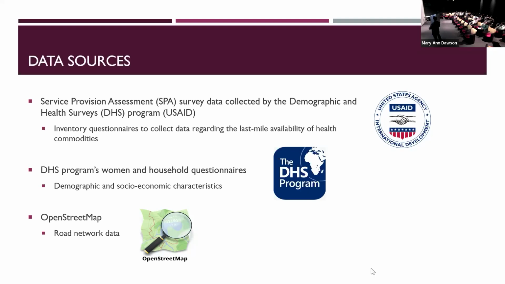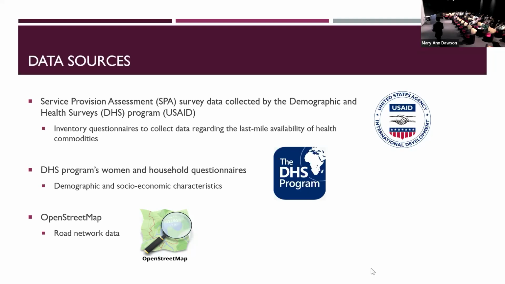The second piece of information is the DHS program's women and household questionnaires. This gives us data on the demographics and socioeconomic characteristics of our target population. So what's the age of people within that area? What's their education status? What's the household income? All of that is coming from the second survey.